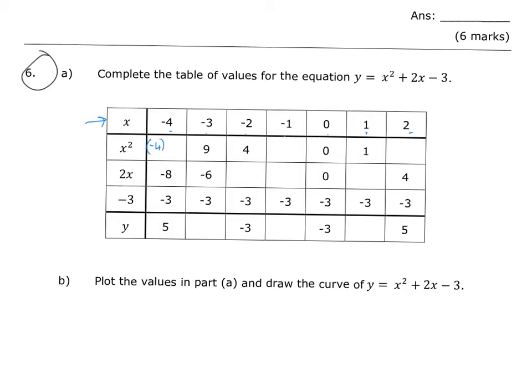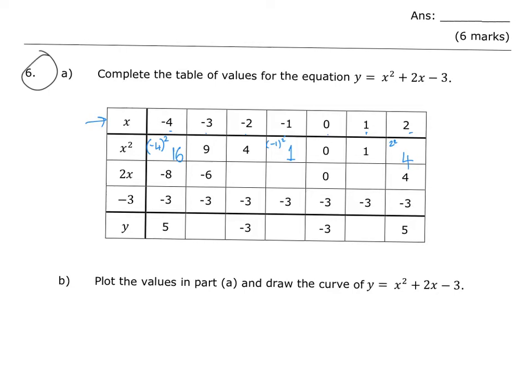Now don't forget to place it inside the bracket, because else you would get a wrong value, because we have minus 4 times minus 4, and minus times minus will give us a positive 16. We're filling up this one, negative 1 squared, so negative 1 times negative 1, which is positive 1. 2 squared, and 2 times 2 is 4.